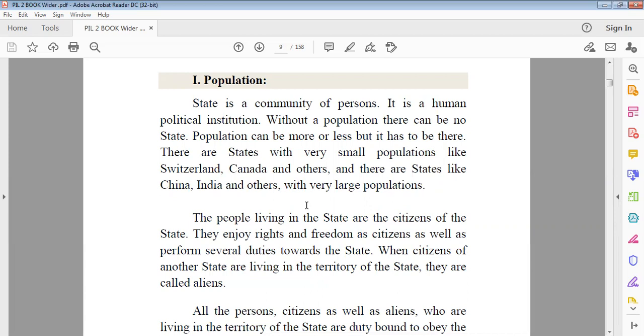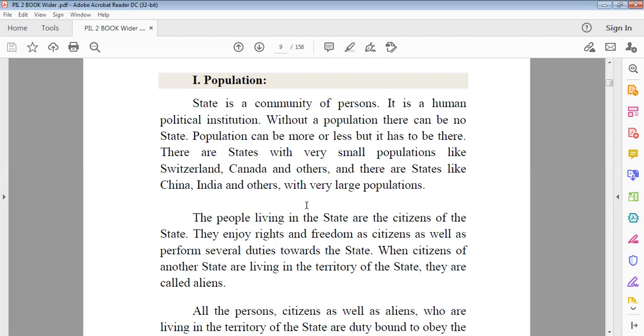Population can be more or less. I don't think that this is phrased so well. أصلا هي المادة مش منقحة حتى الآن. كل الأحوال إنه there is no specific number for the population. This is what you have to know.